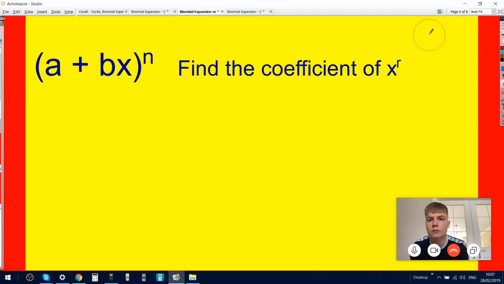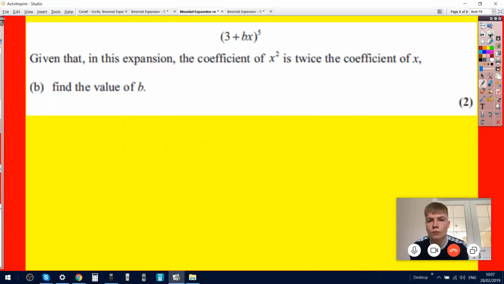Find the coefficient of X to the R. I'm going to leave that. I created that question. We might not need it.